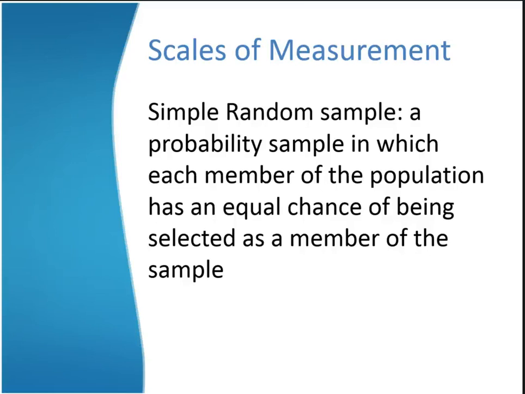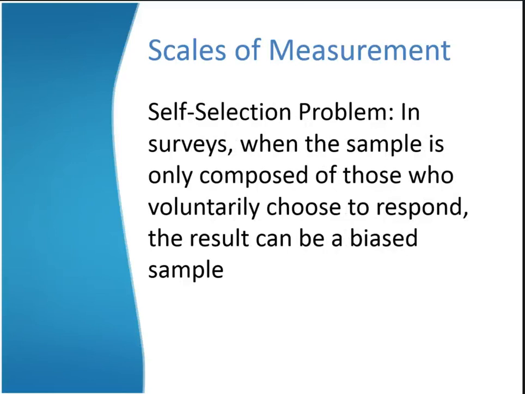With scales of measure, if you allow self-selection, then you're going to have a problem. Self-selection is when people can choose to be in the study and to participate in the study. And when the sample is only composed of those who voluntarily choose to respond, you're probably going to get a biased sample. And let's go back to an earlier example that we used of Masters and Johnson's human sexuality experiment.